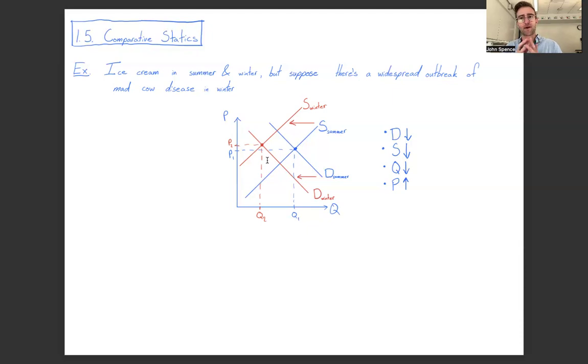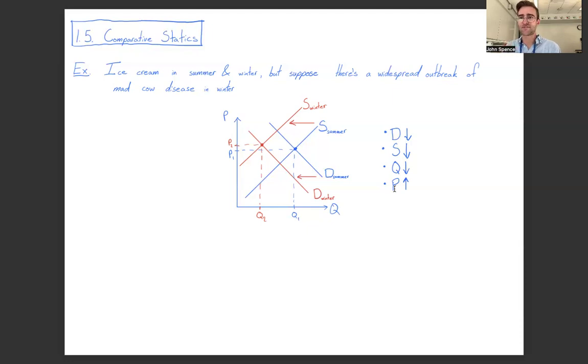The way I've drawn it, the price increased. But I want that to be on your radar. I want you all to keep in mind that it's not necessarily true in this case that price increased. It's possible. It's actually a little more ambiguous, I should say.